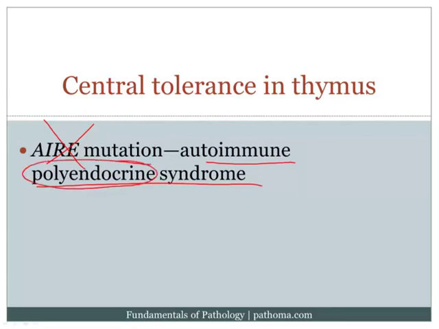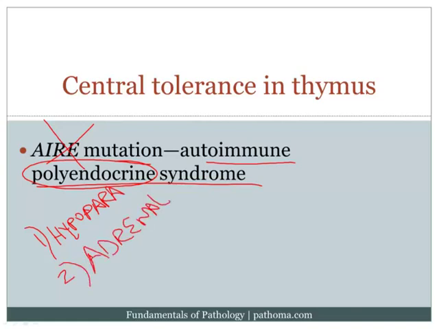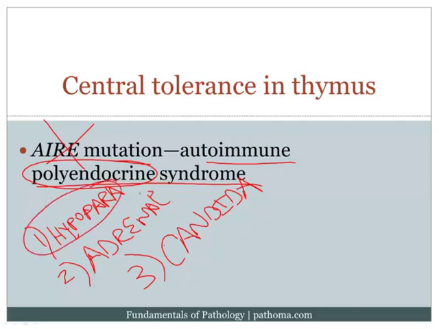In fact, there's a triad that's seen in this disorder. The first is that the patients get hypoparathyroidism. The second is that the patients get adrenal failure. And the third problem is that they get chronic candida infections of the skin and the oral mucosa. So this is the triad, and you can see here that it's due to the autoimmunity, with destruction of the parathyroids and destruction of the adrenals, that then results in this disorder.